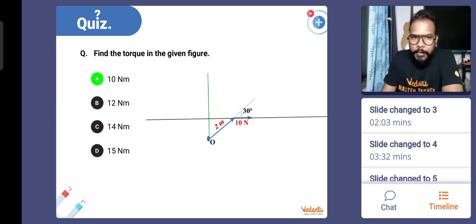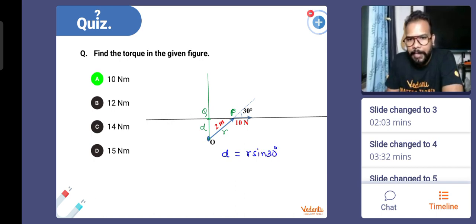Good enough. So now the force will not be changed. This is your R, and you have to find the perpendicular distance between point O and point Q. Can you find out the value of D? Can you tell me what D will be? D is basically R sine 30 degrees, that is 2 into 1 by 2. So the D value comes out to be 1 meter.